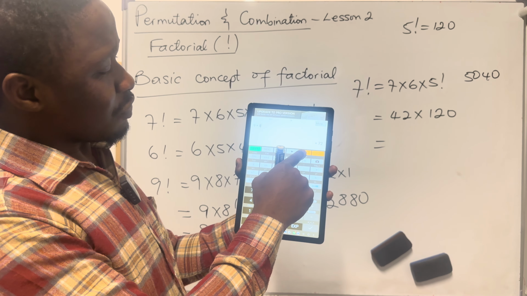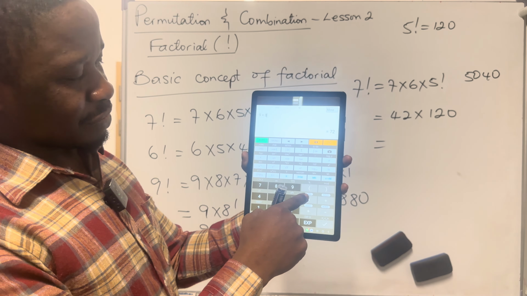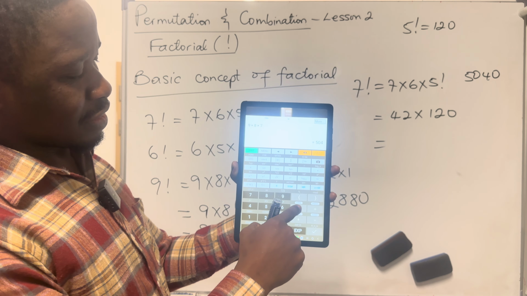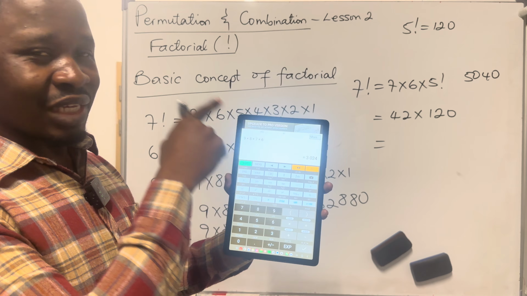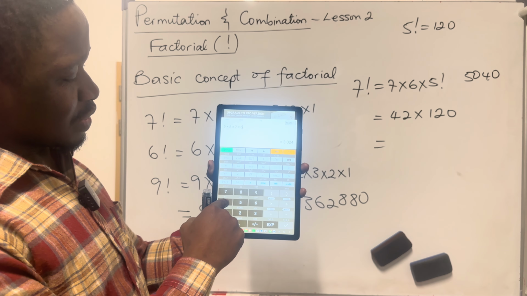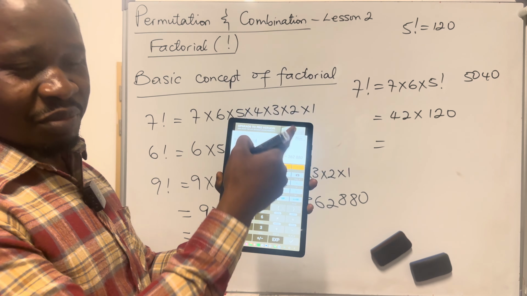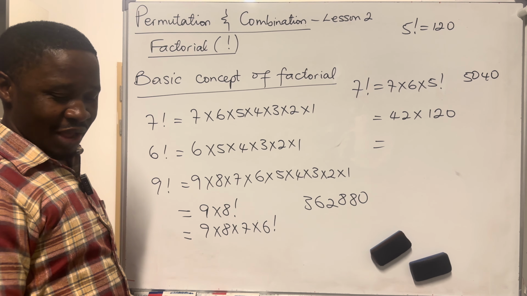Okay, what if we extend to 6? 9 times 8 times 7 times 6. It will not give you the value because we have not yet indicated the factorial. So now we say shift factorial. You see, it is the same thing you get. So don't forget that one. You can choose to stop anywhere, then you have it.